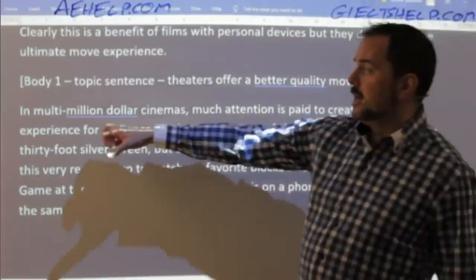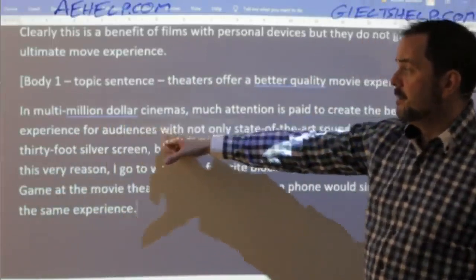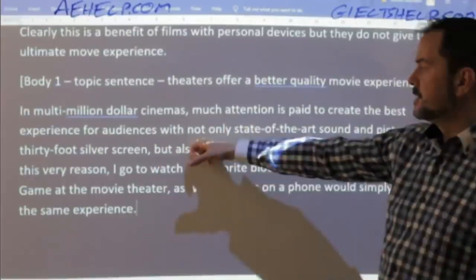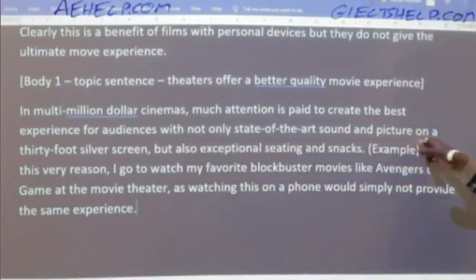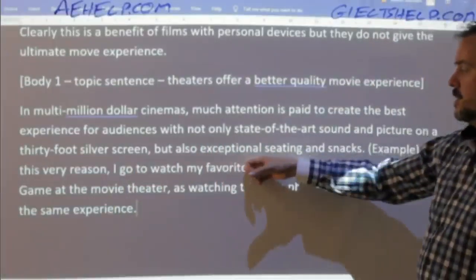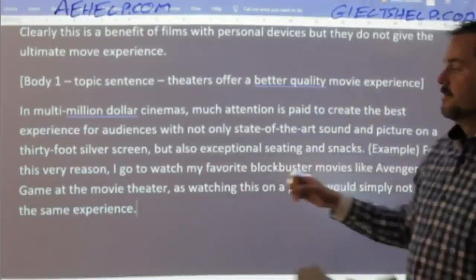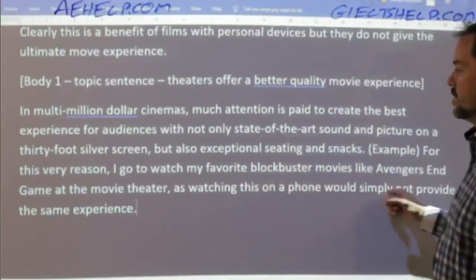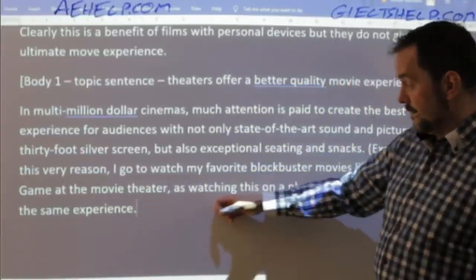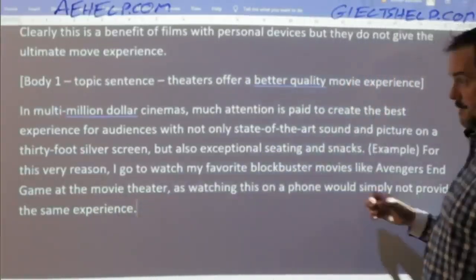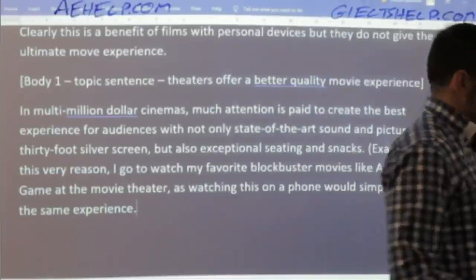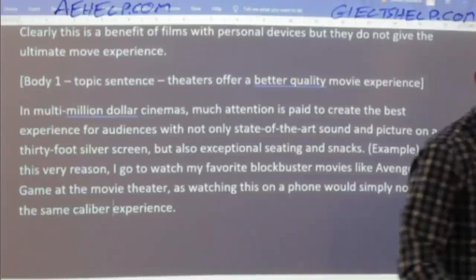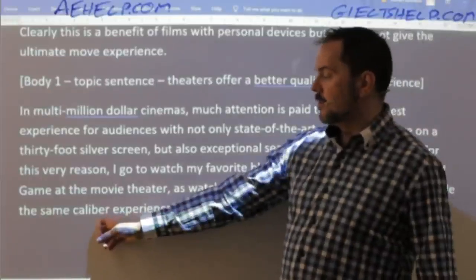This is my paragraph here. In multi-million-dollar cinemas, much attention is paid to create the best experience for audiences with not only state-of-the-art sound and picture on a 30-foot silver screen, but also exceptional seating and snacks. For this very reason, I go to watch my favorite blockbuster movies like Avengers Endgame at the movie theater, as watching this on a phone would simply not provide the same experience. Now, instead of saying same experience, I'm going to say same caliber. Caliber is a nice synonym in this case for quality.